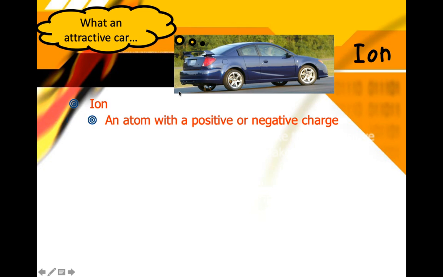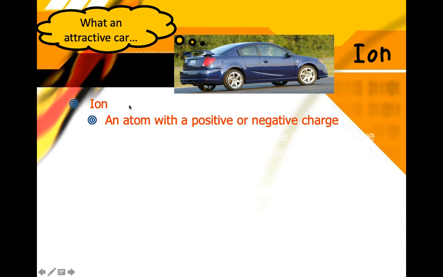Well, you might have heard of a Saturn ion, the car, and I like to say it's an attractive car because an ion is something that has a charge. And when you have different charges that are opposite, they attract. So that's the funny joke. Ha ha ha, Miss Killinan, right? So this is an attractive car. It must be because ions have charges.